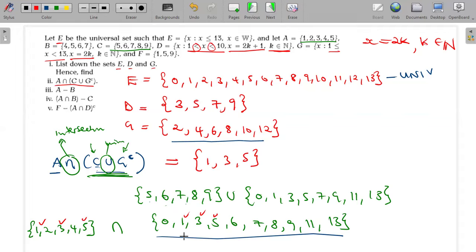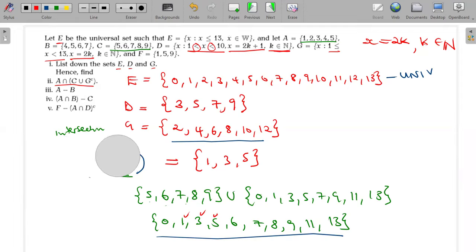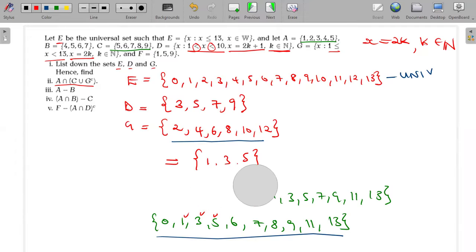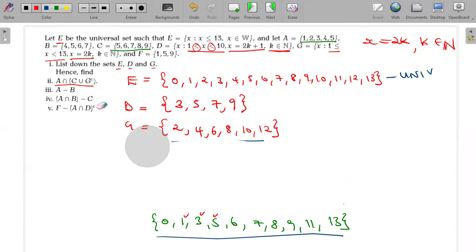Another way of thinking about it, but we will land at the same conclusion, is that this set down here is our C union G complement. All right, maybe let's not go that way. We would complicate things. Let's do the next one, where I'll explain that concept.